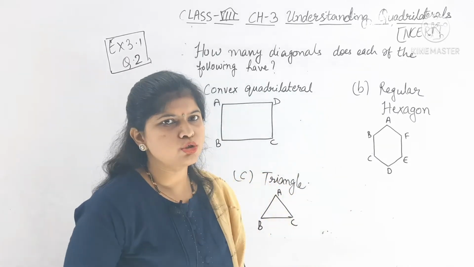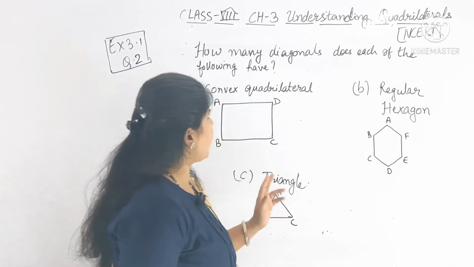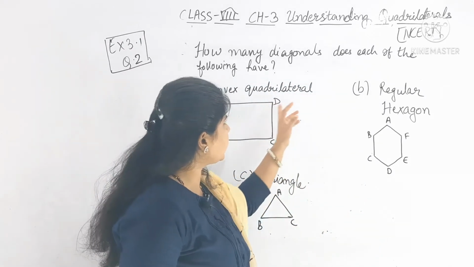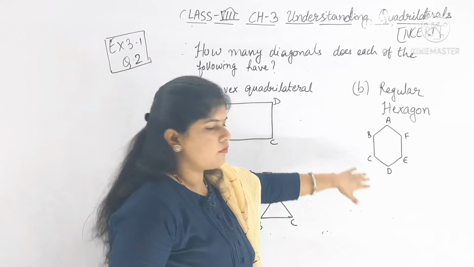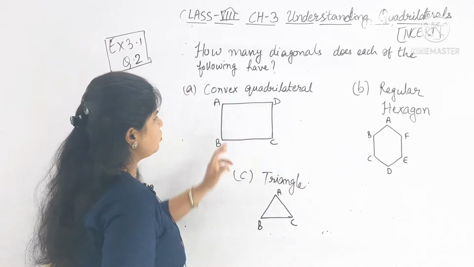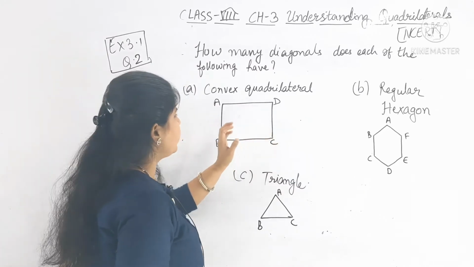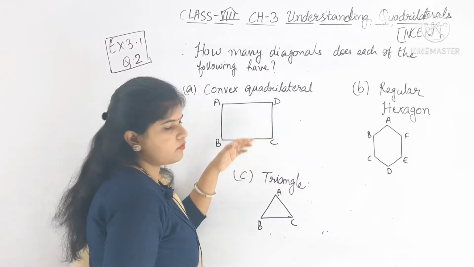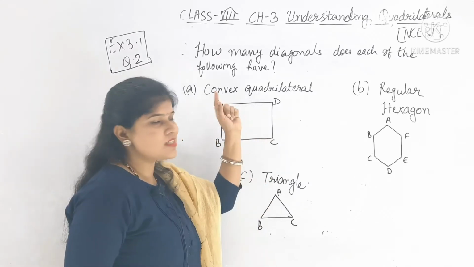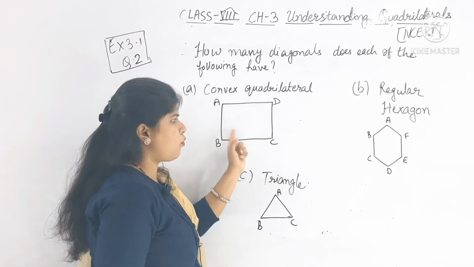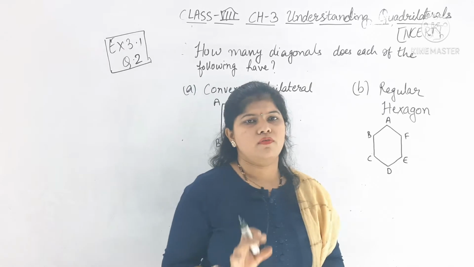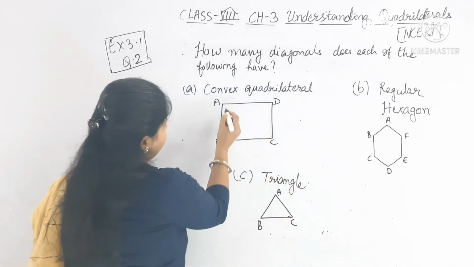Okay students, let's see question number 2. Here we have to find out how many diagonals there are in each of the following figures. Here the first is a convex quadrilateral. We don't have diagonals in the exterior. We should have the diagonals in the interior, and it is a closed curve. So it is a convex quadrilateral. Quad means 4 sides, and convex means the diagonal should be in the interior of the curve.